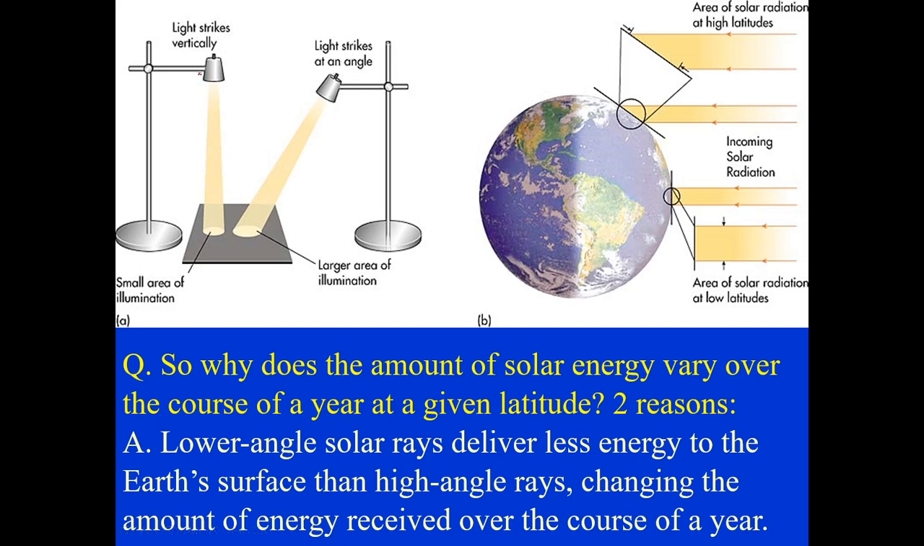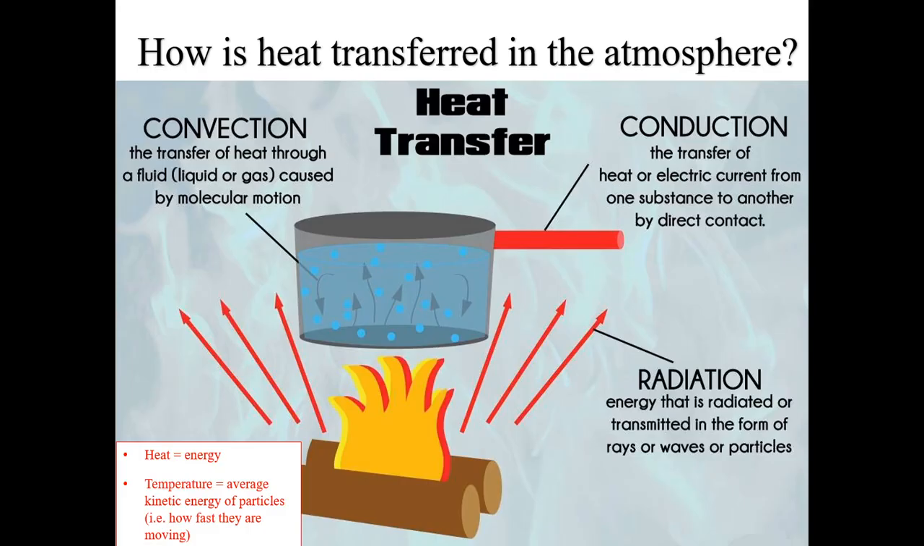So you could imagine if light is coming down directly, shining on a spot, that same energy is concentrated over a smaller area than if it's shining at an angle. You see that light is shining over a larger area, and so the solar energy gets spread over a larger area. So during the winter time, we receive less solar energy per square foot, per surface area. Okay. So let's talk a little bit about how the atmosphere gets heated up.